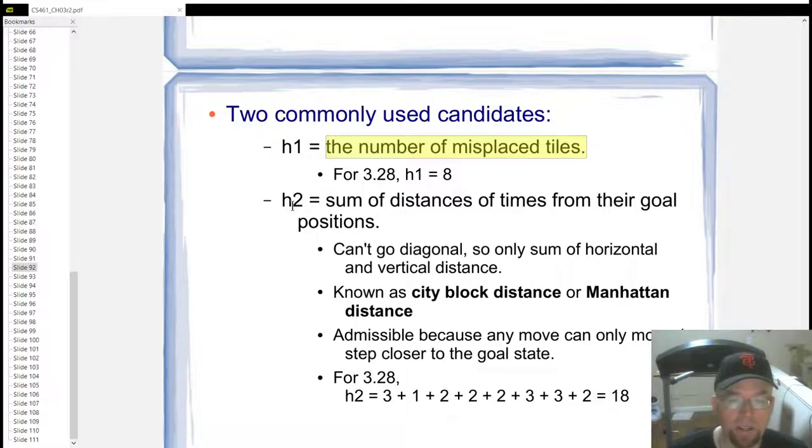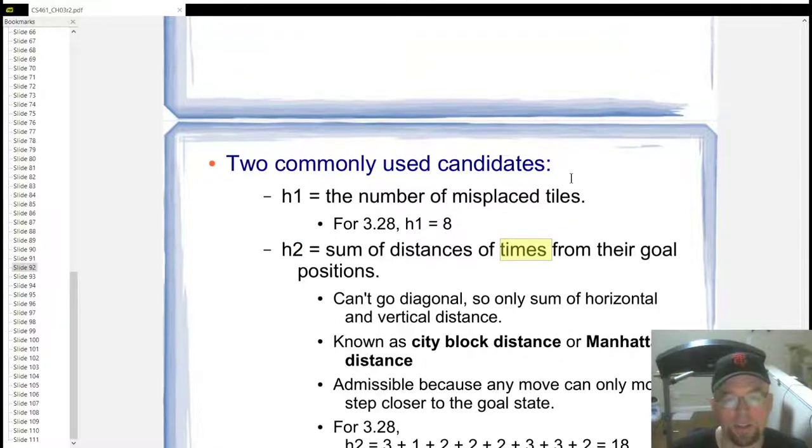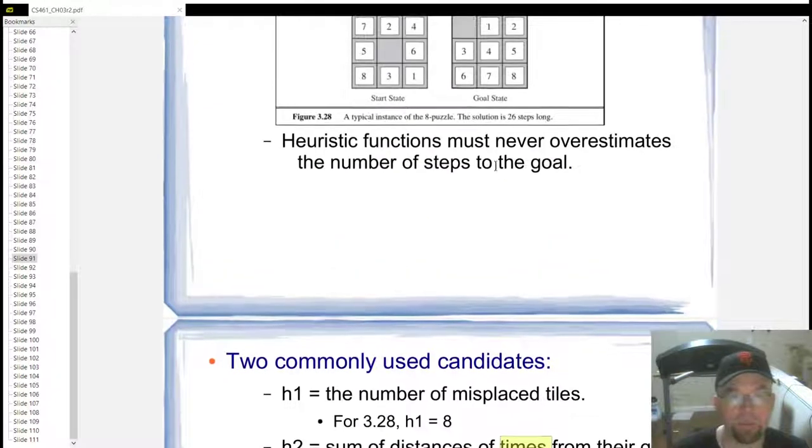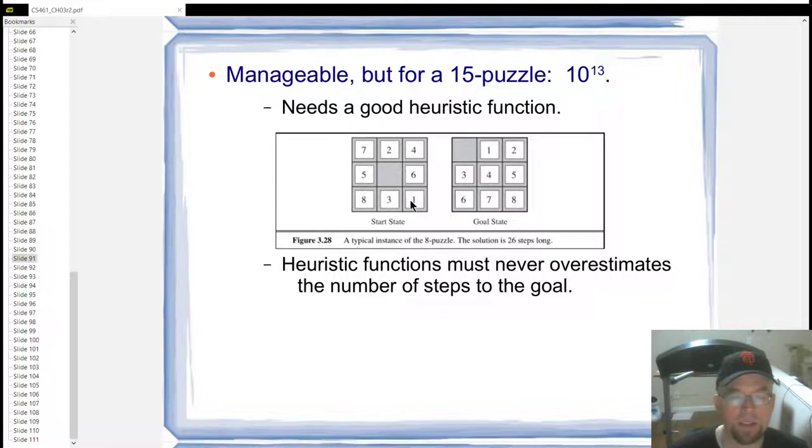Another way to do it is what the textbook refers to as H2, and that's the sum of the distances of the different tiles from their goal positions. So if you assume that you can't move a tile diagonally, then if you take a look at tile 1, it's 1, 2, 3 positions away, or 3 moves out of position. 2 is 1, because you'd have to move it 1 square to the right. 3 is 1, 2, it's 2 steps out of position. 4 is 2 also, right?